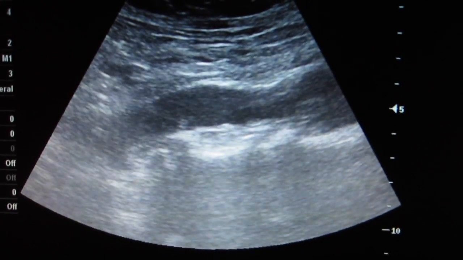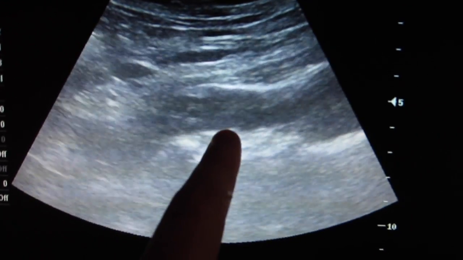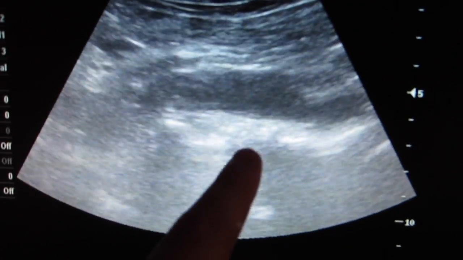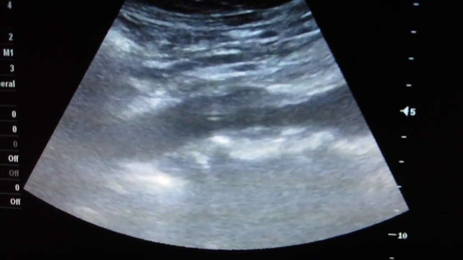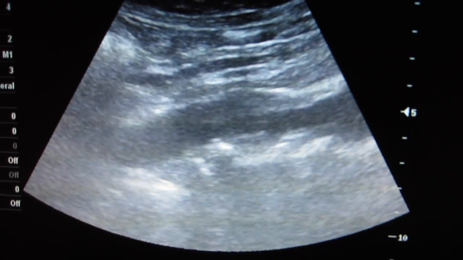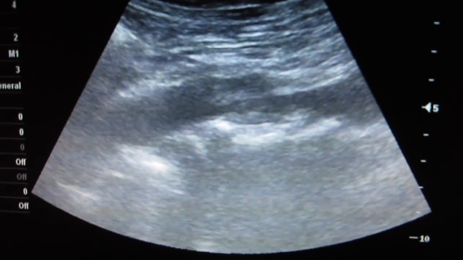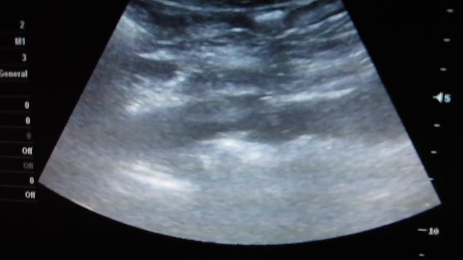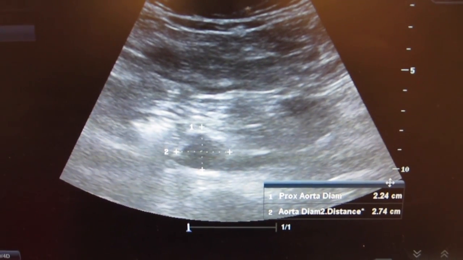This is an example of the aorta in long axis. You can see the thicker walls, and actually here you can see a little bit of the spine that it runs along. And one thing you have to be careful of is that this is not the inferior vena cava, so this should not collapse with pressure of the probe, as this one doesn't.